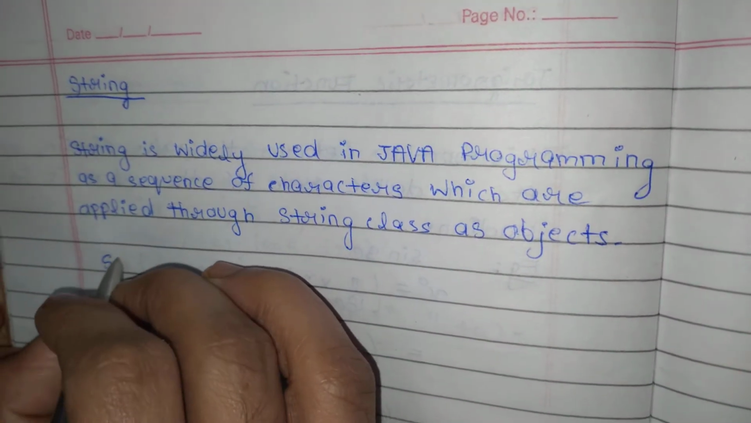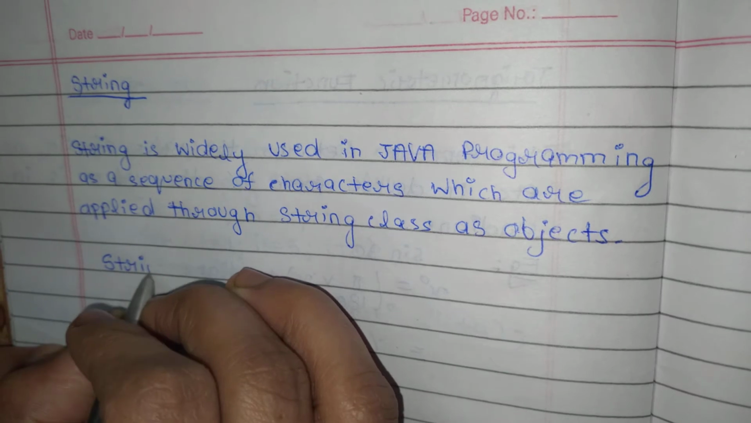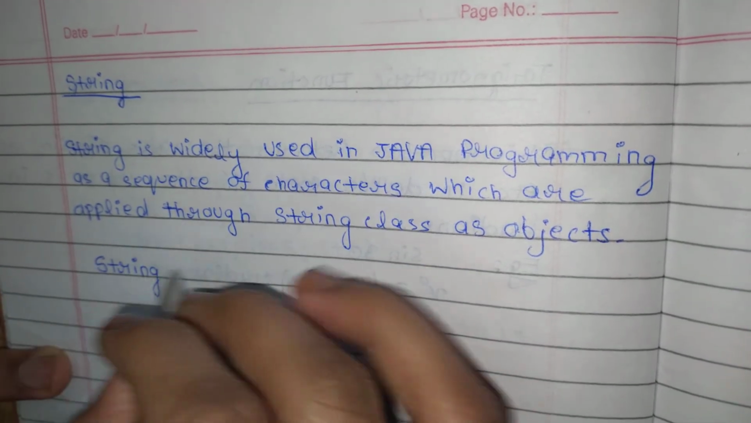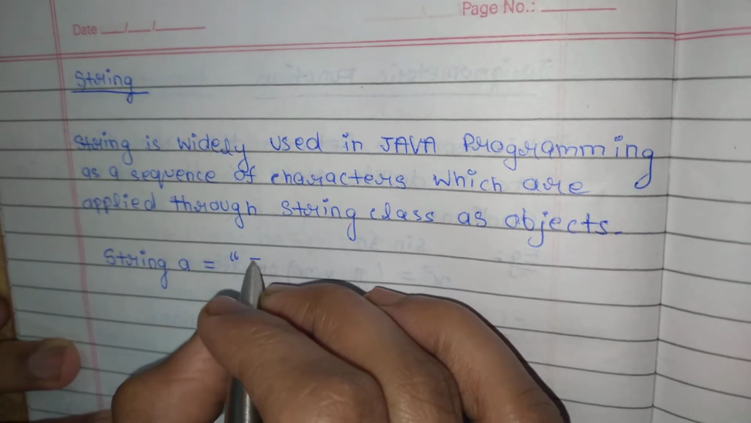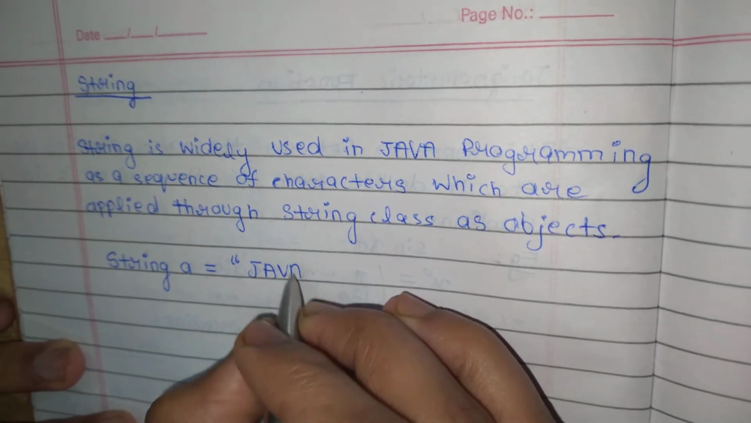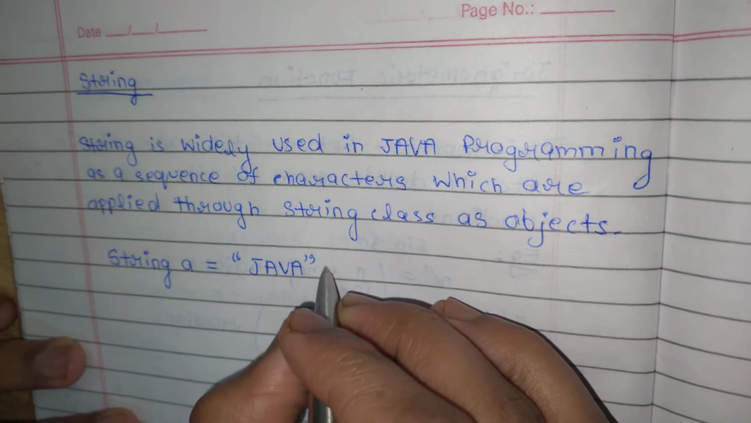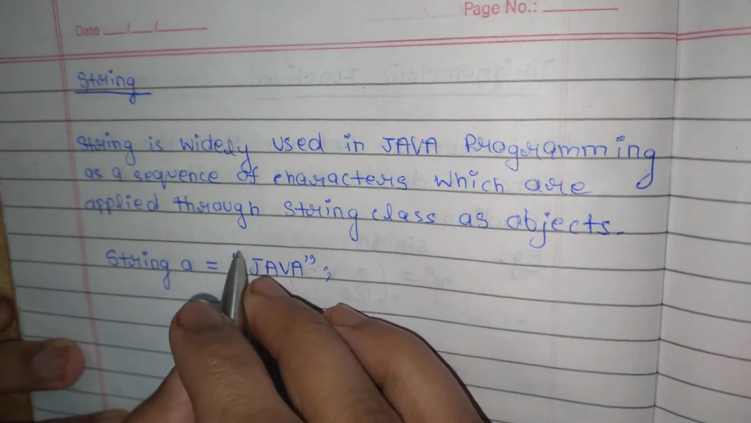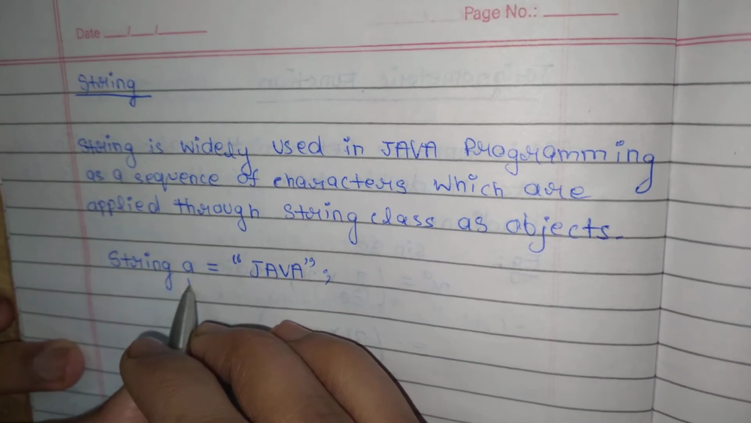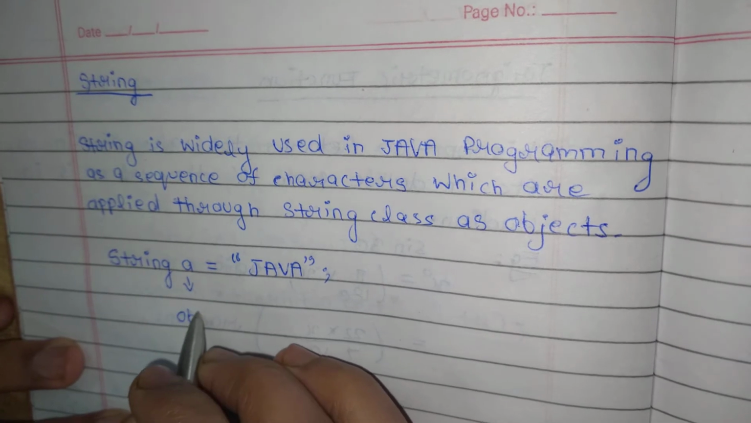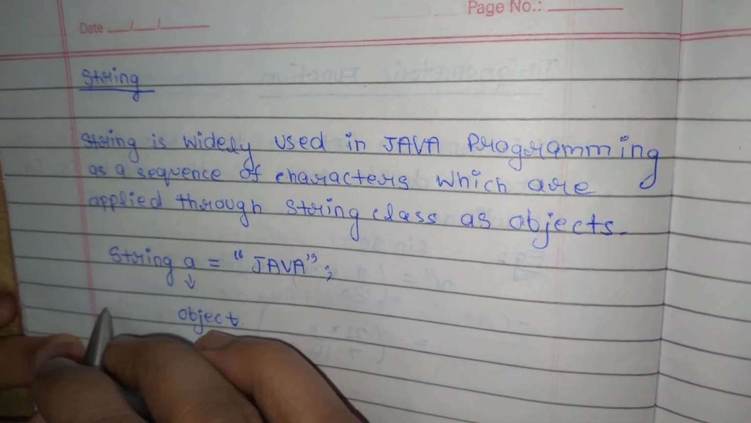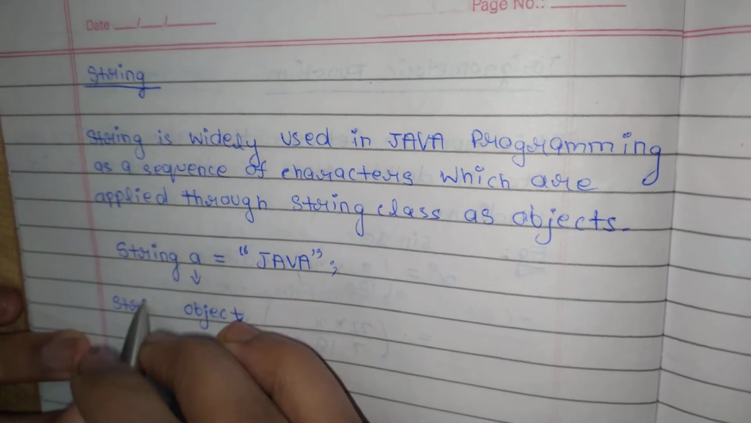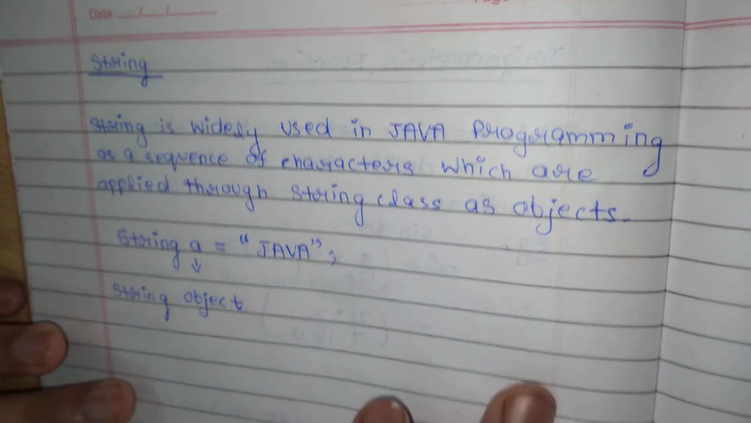Now a string variable is declared in this format. Suppose I am giving a string a is equal to "Java". The initialization value is given in double quotes, and this is known as an object. As a class has objects, a string also has objects, which are known as string objects. Here a is the string object.